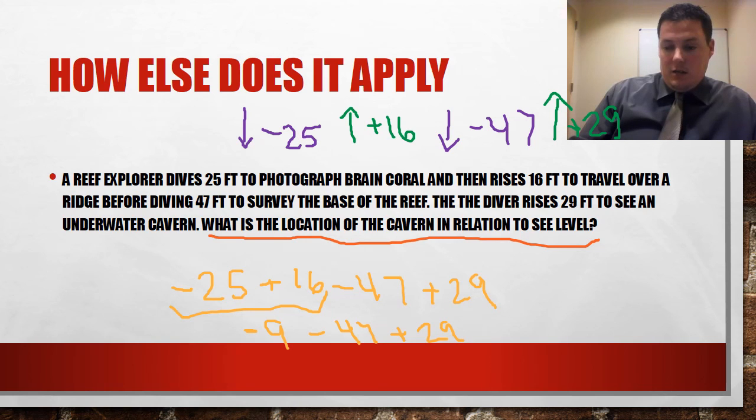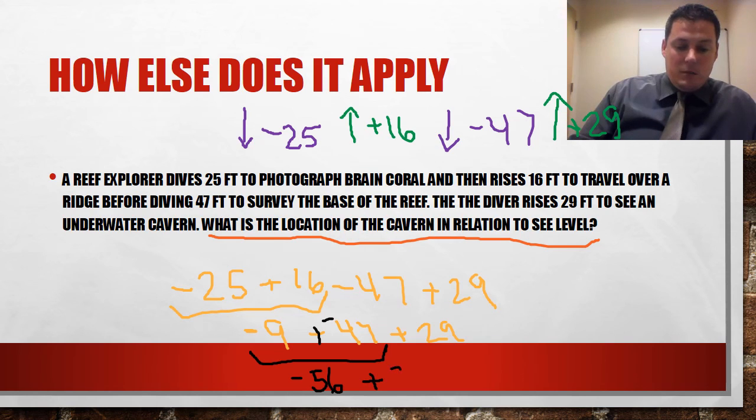Now we do the next two. I'm going to change colors so it's easier to see. Here we're subtracting, so we want to keep the first number, change the operation, change the sign of the number. Now we have the same signs, so we want to add. 47 plus 9 is 56. However, both of them are negative, so we're going to keep the negative. So now we have negative 56, bring down the rest, plus 29.